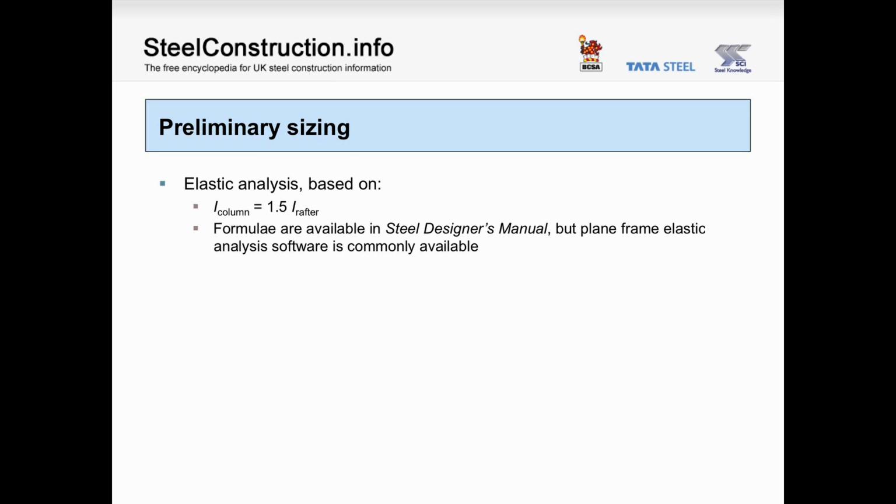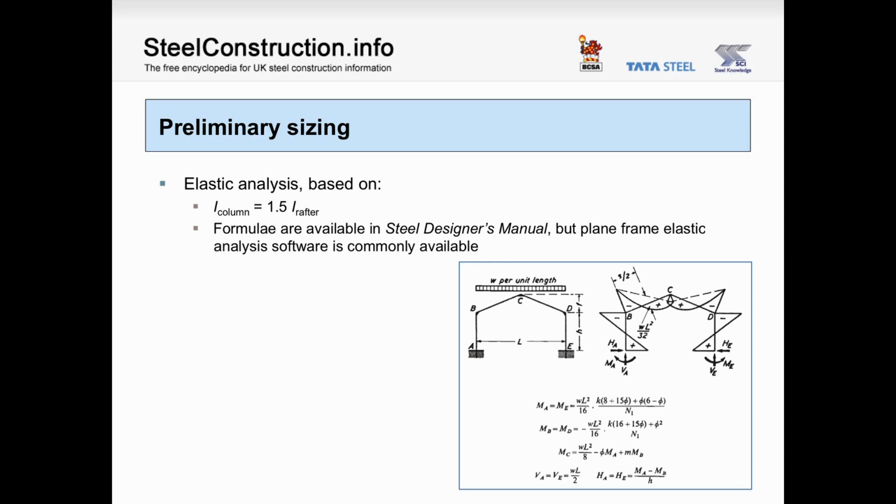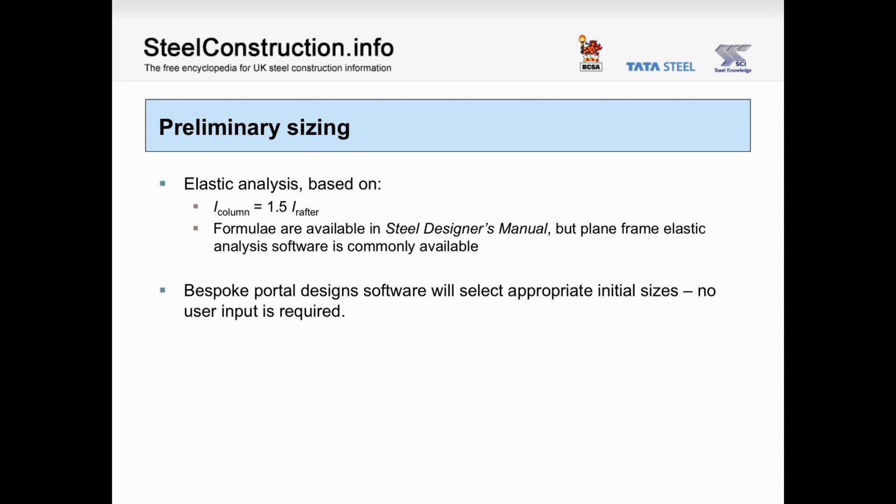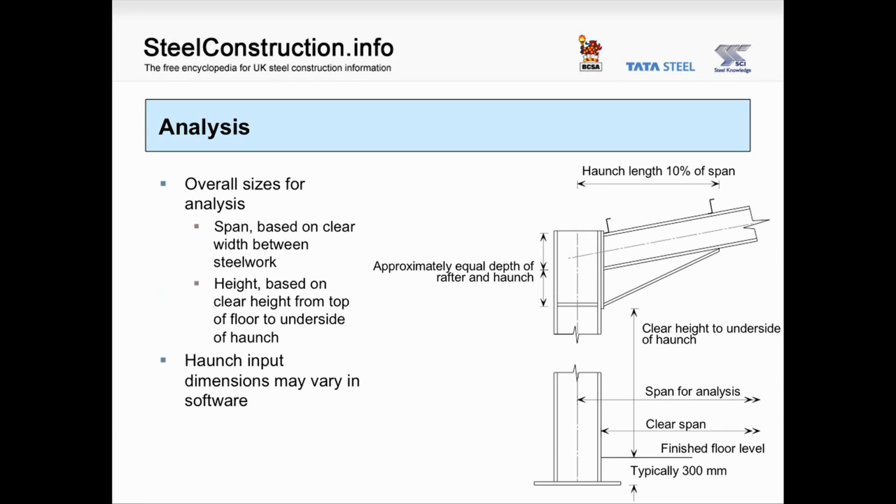If we wish to do some analysis, then a good rule of thumb is that the inertia of the column is 1.5 times the inertia of the rafter. We have formulae which are available, typically in publications such as the Steel Designer's Manual. We can put these into a spreadsheet if we wish, combine various loading scenarios, and that will give us the bending moments around the frame. Often, of course, we won't use formulas such as this. We will simply use plane frame elastic analysis, which is readily available to most designers.